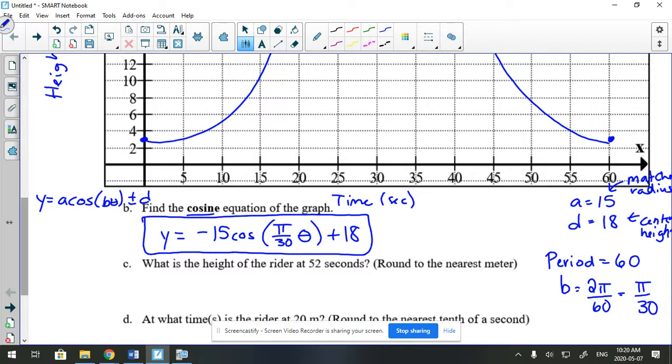Okay, now we can answer some questions. It says, what is the height of the rider at 52 seconds? So that tells me my time, my x value.